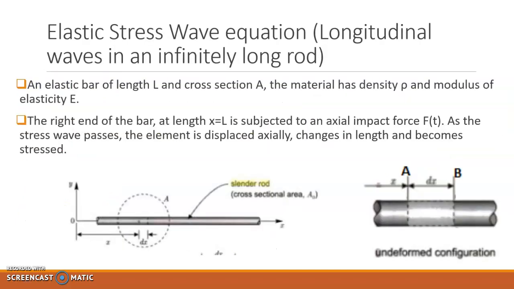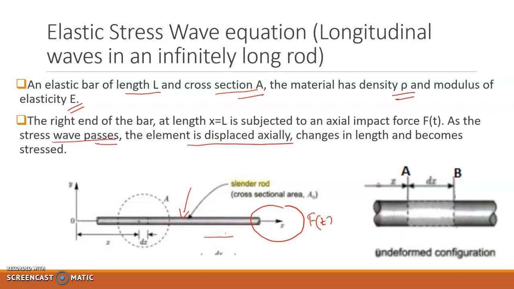For the derivation of the elastic stress wave equation, we are considering an elastic bar of length L and cross-sectional area A, and the material has density rho and modulus of elasticity E. When it is loaded with an axial impact force F of t at the right end, the stress wave passes, the element is displaced axially, that is, in this direction. So the element is displaced axially, changes in length and becomes stressed.